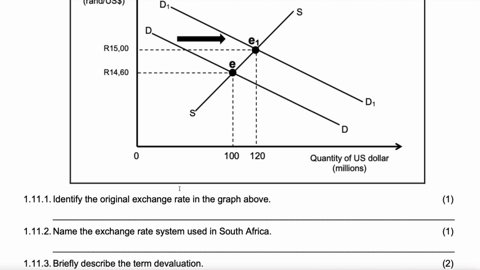So, identify the original exchange rate. Now you must be careful. It says exchange rate. Many people would write E. But the exchange rate is $1 is equal to 14 Rand 60 cents. So this is what you write, 14.60. Don't write E. Okay. Then number 2, name the exchange rate system used in South Africa.